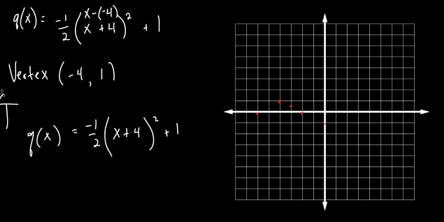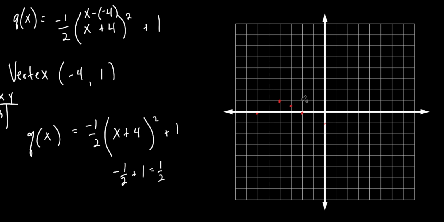So we'll go back to that chart, right? Put a negative 3 in. Let's see what the y is. So if I put a negative 3 in, what do we get? Negative 3 plus 4 is 1. 1 squared is 1 times negative 1/2, which is negative 1/2, plus 1 gives us 1/2. And that's where we said it would be, right? If you go over 1, you go down 1/2.